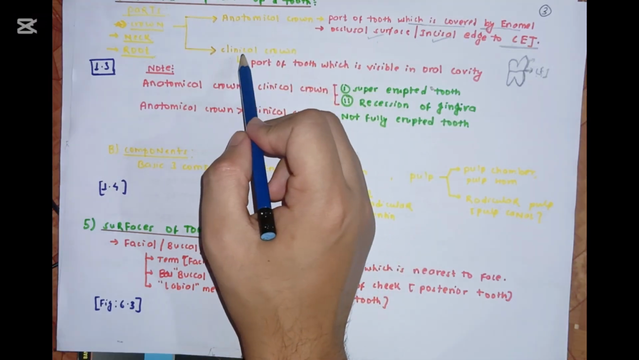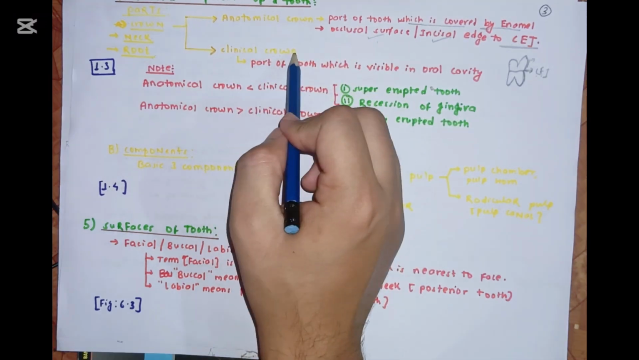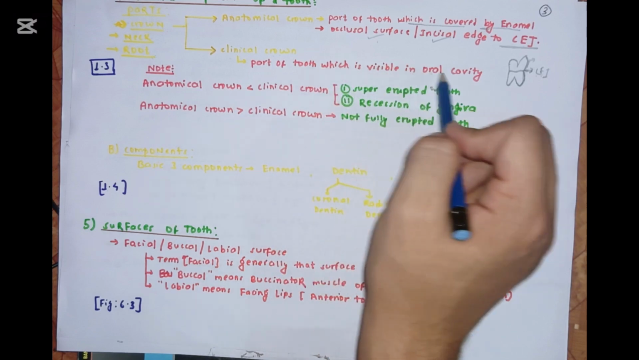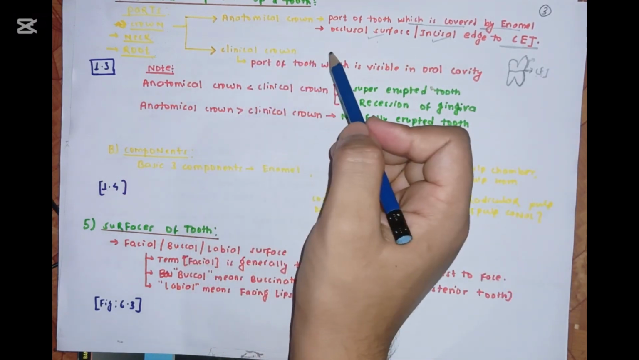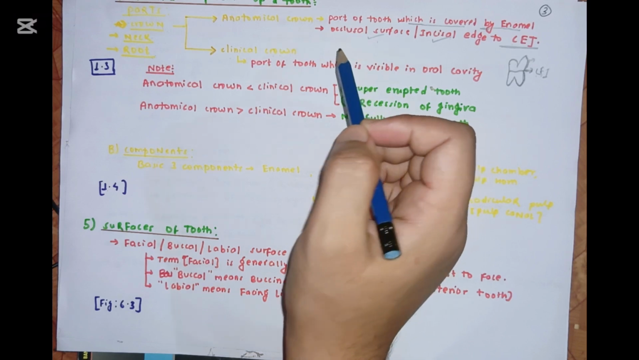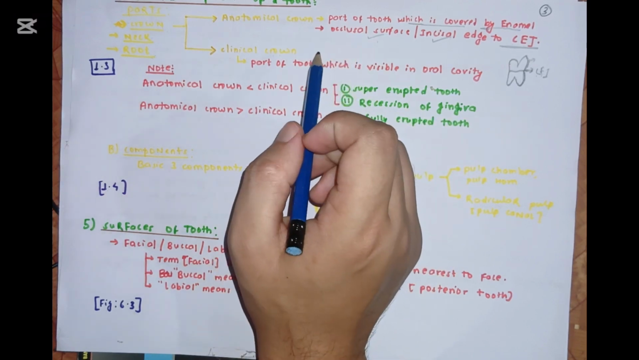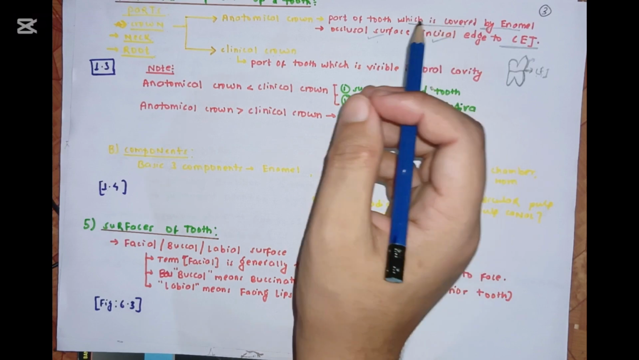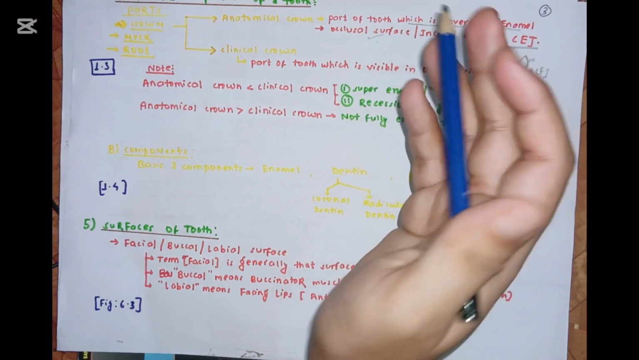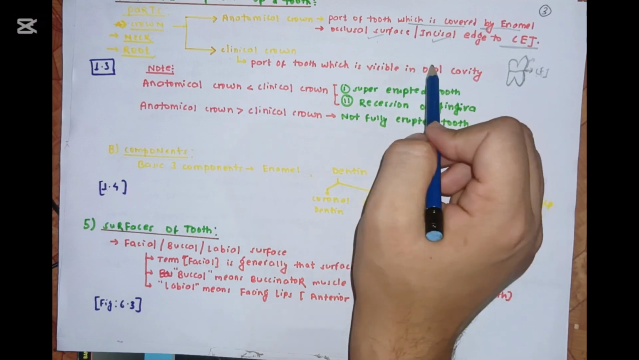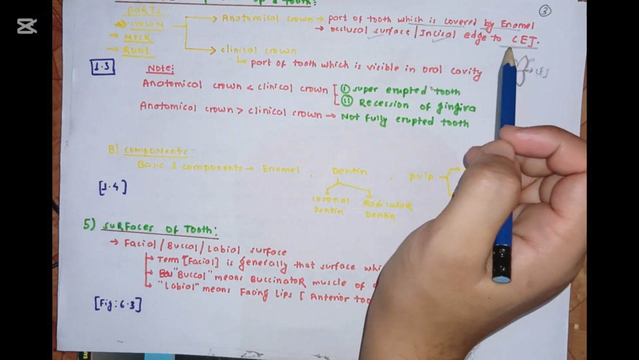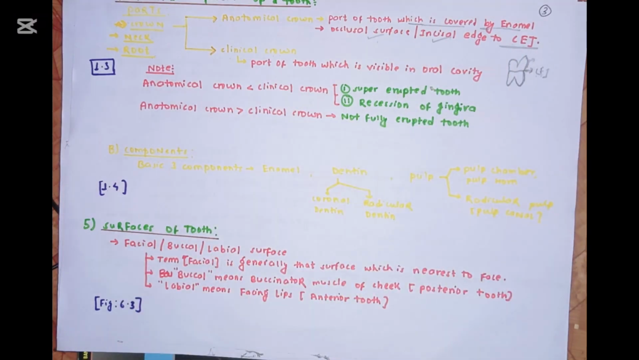Now let's discuss the clinical crown. The clinical crown is that part of the tooth which is visible in the oral cavity. So it is concerned with visibility. It means simply that it should be visible in the oral cavity, whether it is covered by enamel or cementum. So here, as I have mentioned, the anatomical crown is smaller than the clinical crown.